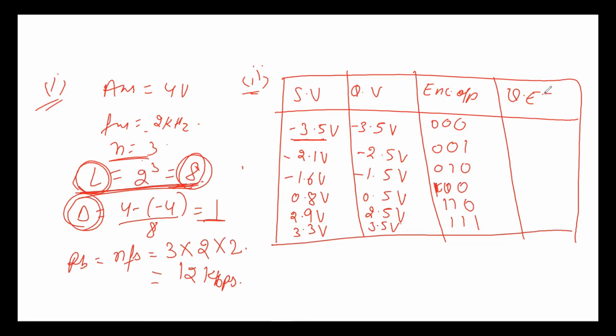Okay, next is quantization error. We know that quantization error is given as SV, that is the sample voltage, minus quantization voltage. So it will be minus 3.5 minus of minus 3.5 volt. It will be 0. So simply you have to do SV minus QV. So you can calculate it and you can fill this table.